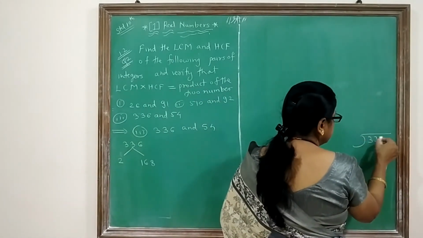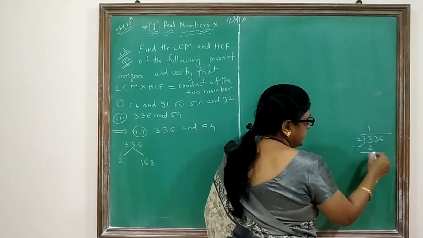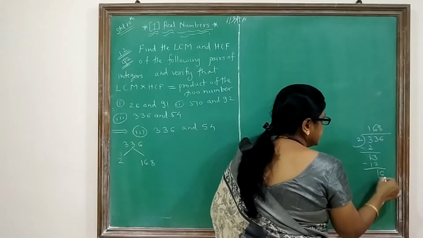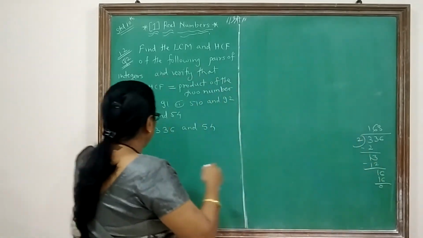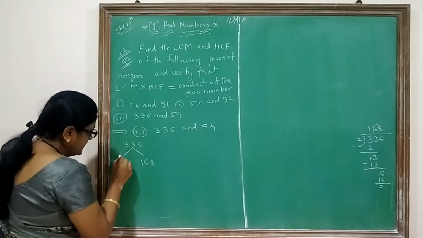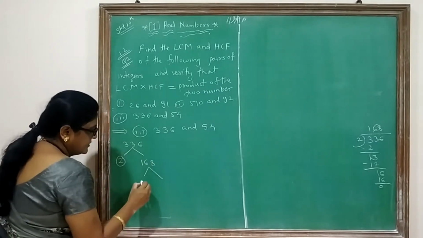Same 336. Then 2 ones are 2. Then here 1. 2 sixes are 12, then 1, then 2 eights are 16, then you will get 0, then you will write here 2 into 168. Again you will divide by 2.